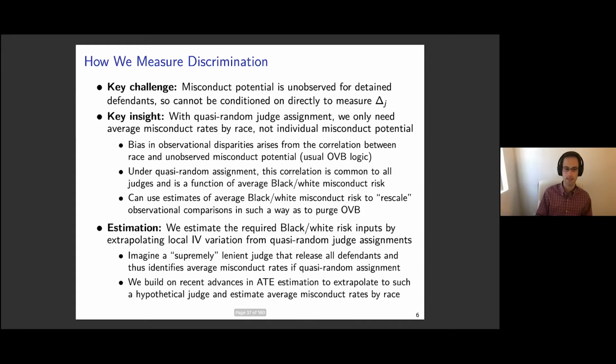So we're not going to have a supremely lenient judge, but instead we're going to build on recent advances in estimating average treatment effects to extrapolate to such a hypothetical judge that will allow us to estimate the average misconduct rates by race.